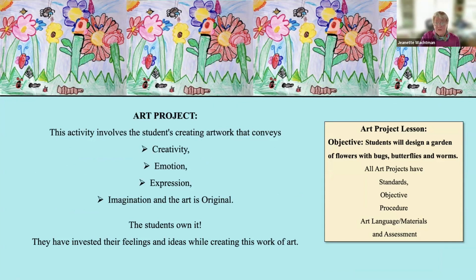However, the difference is this. It's the students and the students' relationship to that work of art, expressing their creativity and their imagination. And it's an original work of art. The students are expressing their feelings and their ideas. That's the difference. So an art task is fulfilling an objective. An art project is child-centered, creativity and imagination centered.